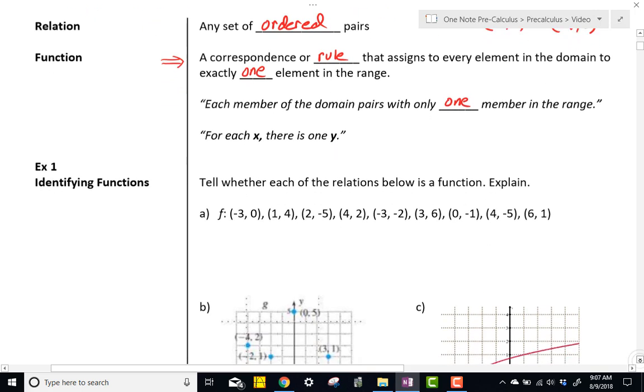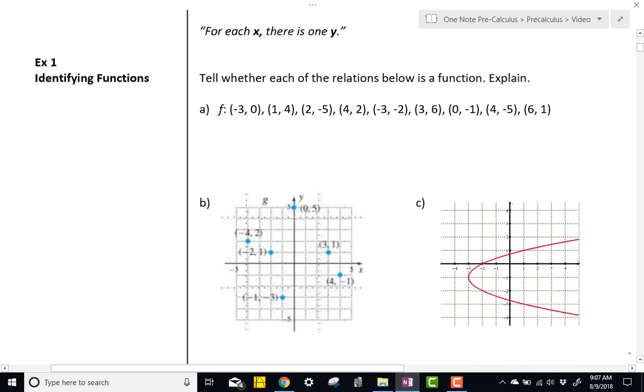So when we start to look at whether something is a function or not, here's a set of ordered pairs. Okay, tell whether it's a function below and explain. All right, so I start looking at these. I don't care about the y values. The first thing I'm going to do is look at the x values. So I'm going to look at -3, and I'm going to find out if there's any other coordinates with a -3, and there is. So this coordinate here and this coordinate here. So -3 is paired with 0 and -3 is paired with -2.